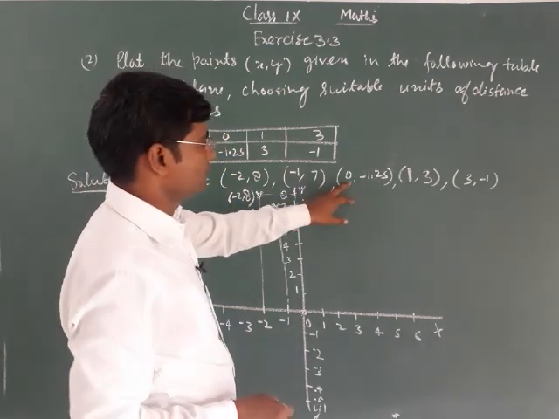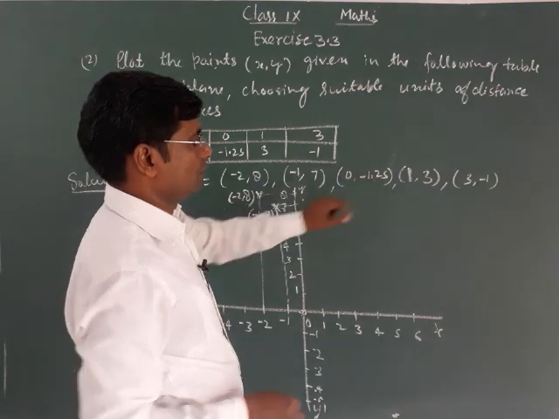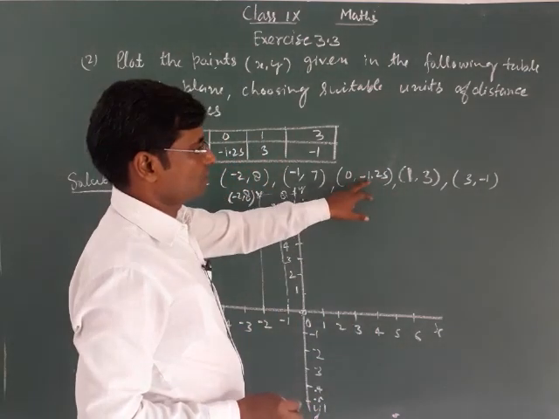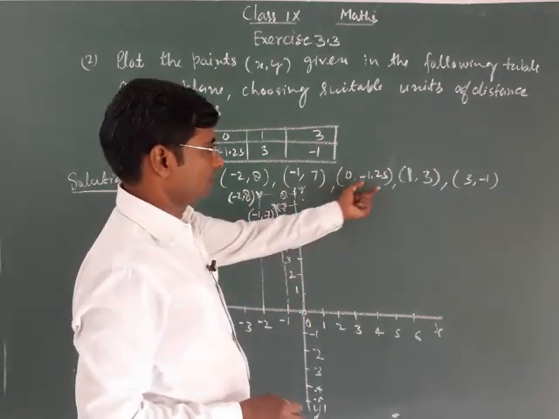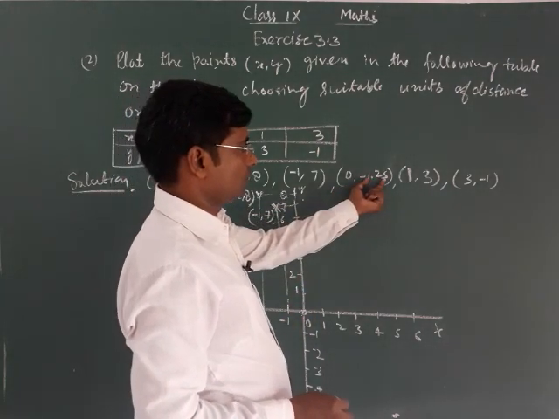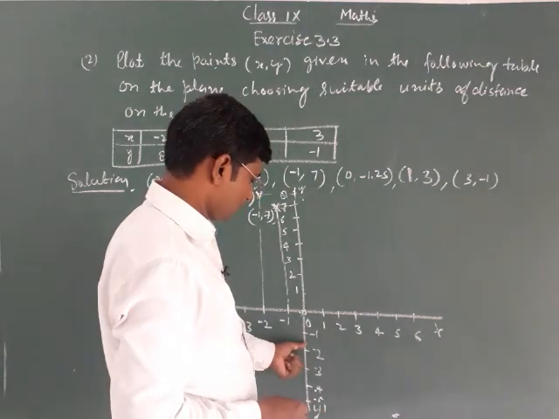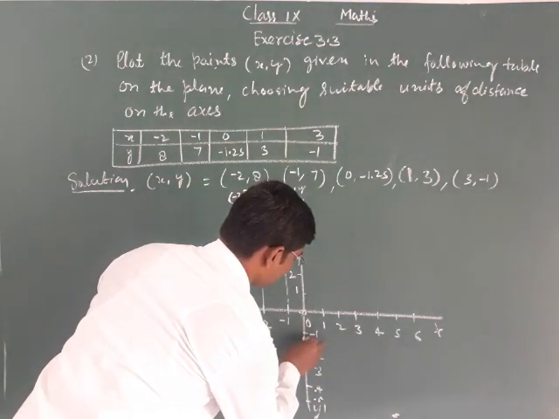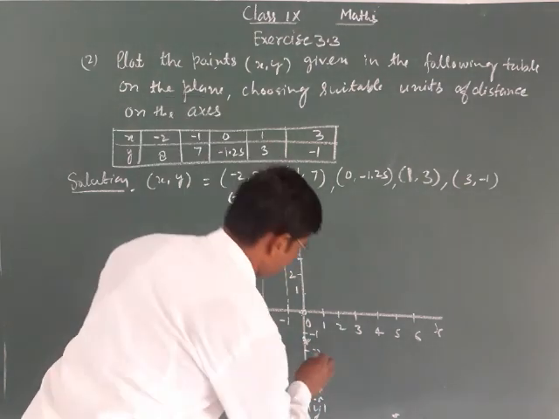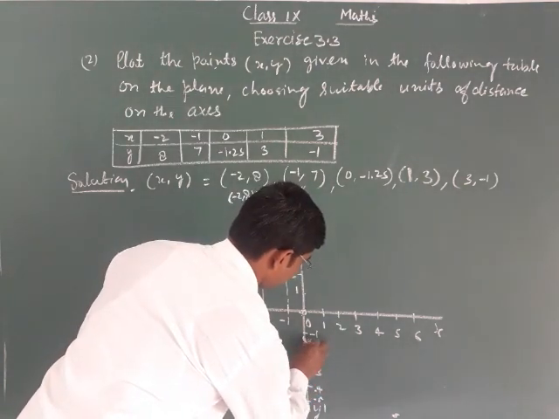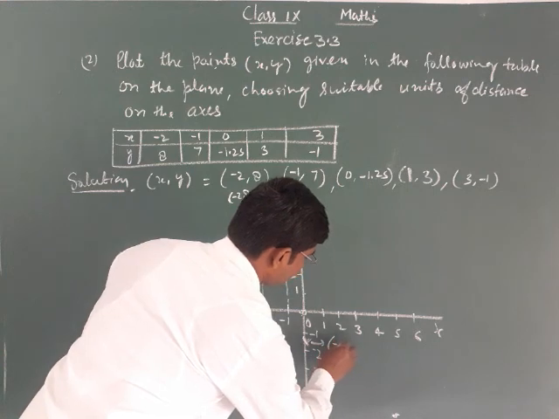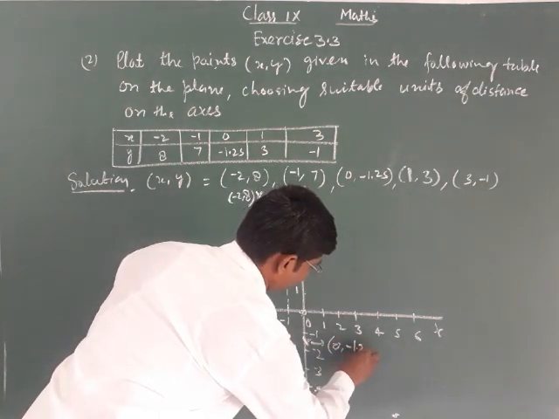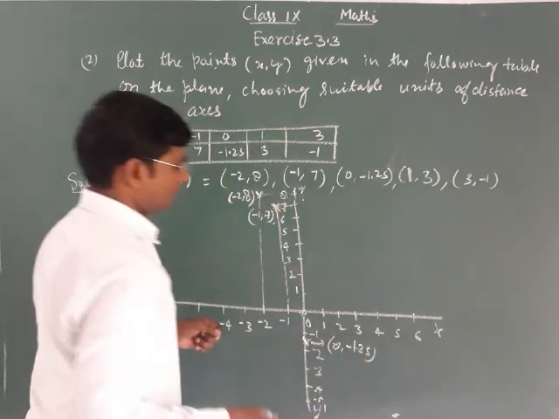Then (0, -1.25). The abscissa is 0 and the ordinate is minus 1.25, which is near about one and a quarter. So this point lies on the y-axis: (0, -1.25).